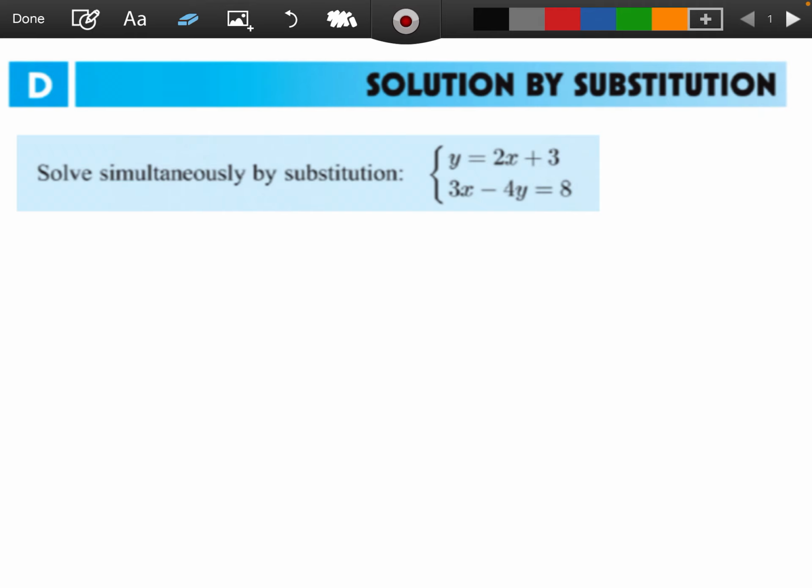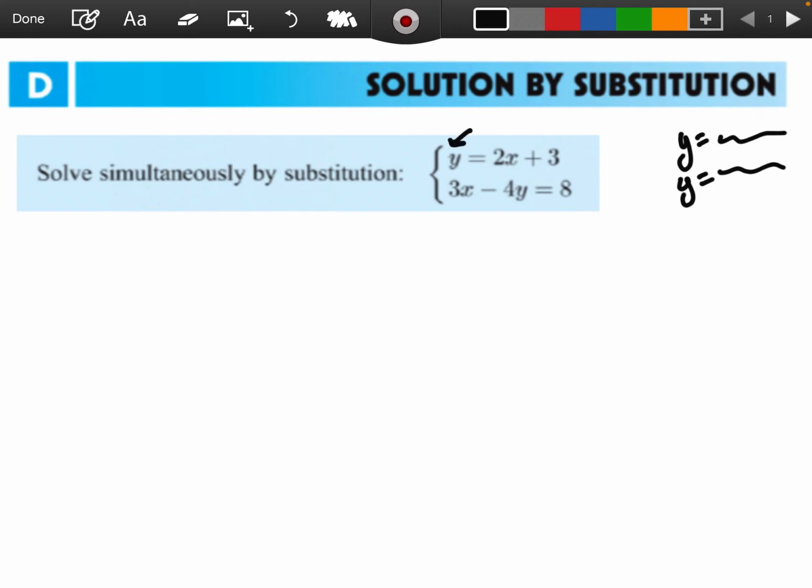Hi everyone. So this video is going to be about the method of substitution for solving simultaneous equations. In the previous video, we looked at solving simultaneous equations by equating values of y. That worked really well when you had two equations that were both written as y equals something.